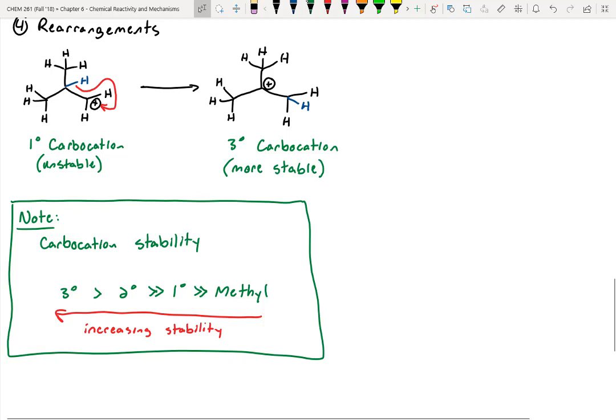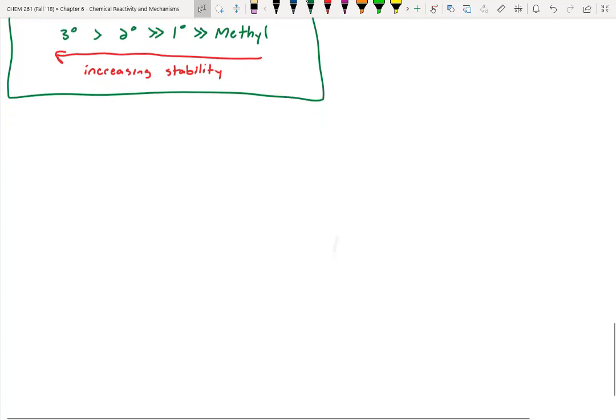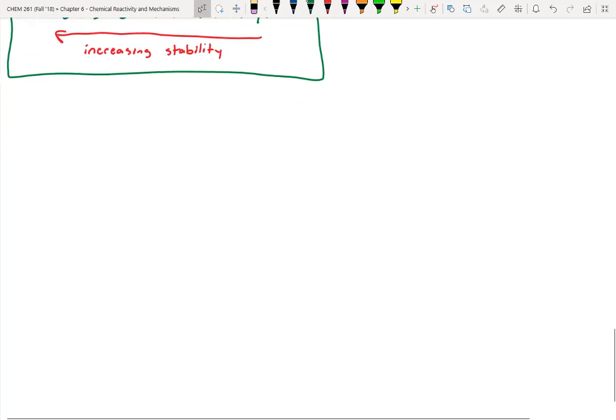Yeah? Why does being bonded to more carbon bring worse? Yeah, that's an excellent question. So why is this stability trend the way it is? We'll come back and talk about that, but just for the sake of time, let's take a look at one more rearrangement reaction, and then we'll talk about that probably tomorrow after our quiz. Sorry, I don't mean to rush. All right, let's take a look.